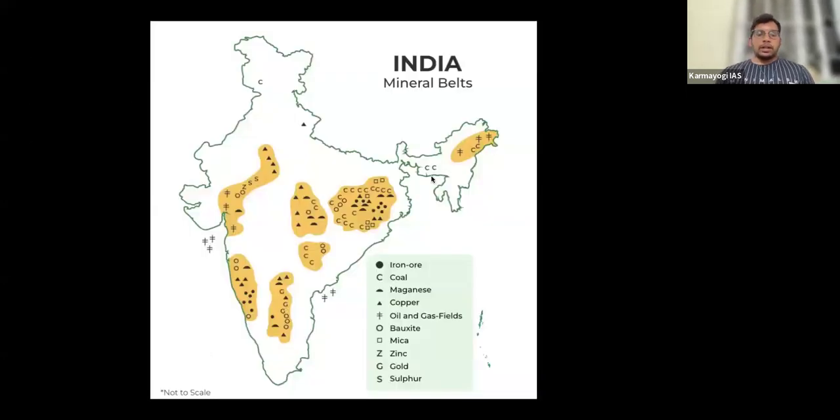These are the mineral belts. You can just screenshot it or pause and see where iron ore, coal, manganese, copper, oil, gas fields, bauxite, mica, zinc, coal, sulfur are located. So this is also important.